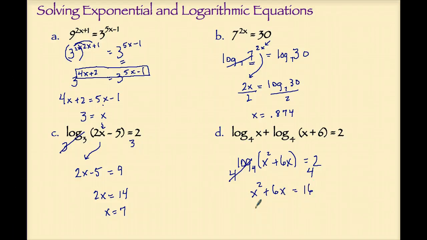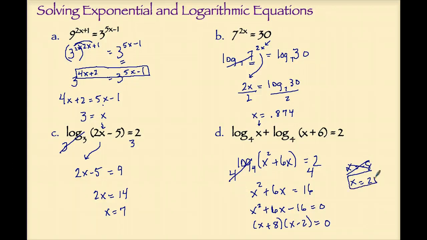Since it's a quadratic, we should subtract the 16 over, set it equal to 0, and factor. This factors into x plus 8, x minus 2, which gives me two potential answers, negative 8 and positive 2. Now, we need to remember that you can never have the argument of a logarithm being negative. So negative 8 is definitely going to be extraneous, but 2 will be a solution.